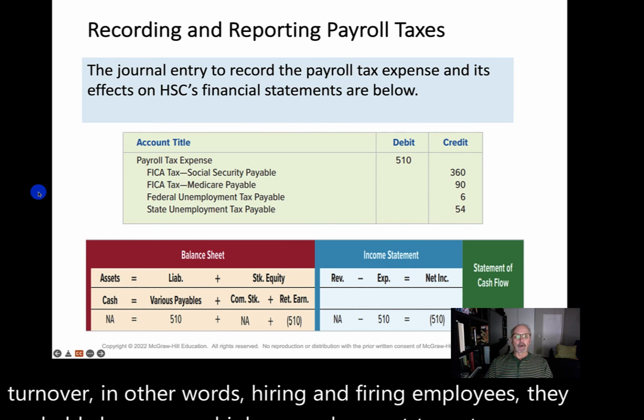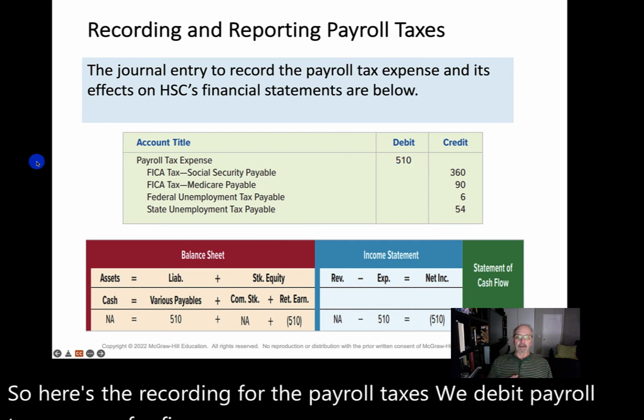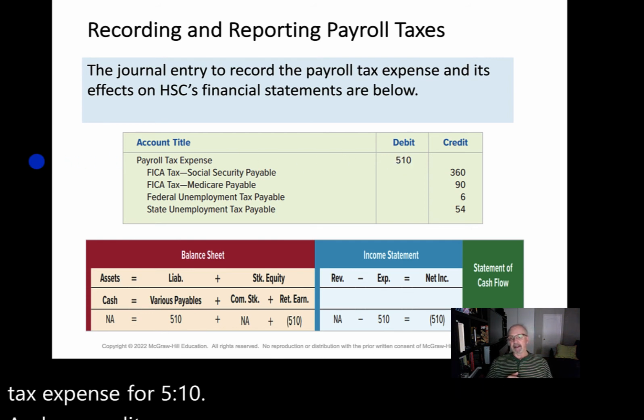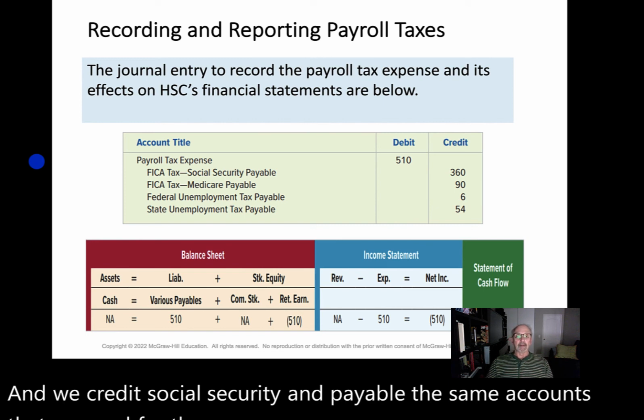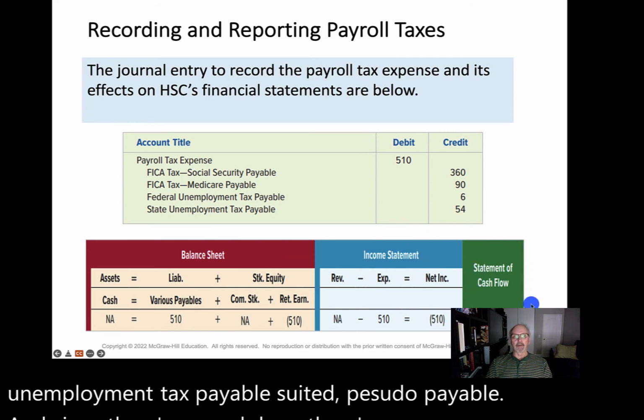So here's the recording for the payroll taxes. We debit payroll tax expense for 510, and we credit Social Security and Medicare payable, the same accounts that we used for the employee. We have federal unemployment tax payable, SUTA payable. And since there's no cash here, there's no statement of cash flow effect.